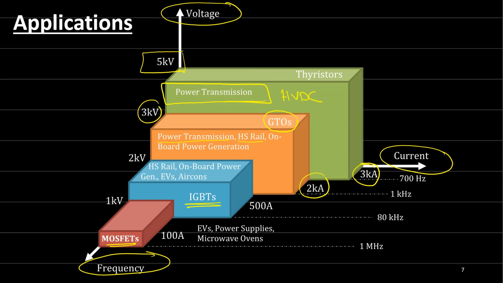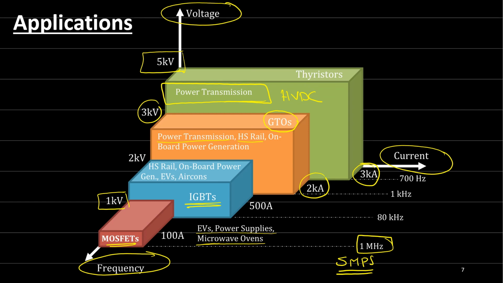And power MOSFETs, for example, they are also common in electric vehicle applications, power supplies, microwave ovens, and so on. Why? You'll find that MOSFET devices can operate at high switching frequencies. So they can operate in switch mode power supplies, right? But the problem here for MOSFET, you'll find that they are not designed to tolerate high voltage levels. For IGBT, you'll find that IGBT is always an optimum solution.